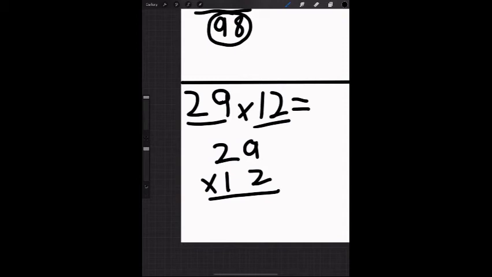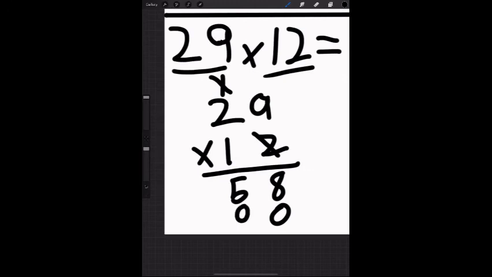1 times 9 equals 9, and 1 times 2 equals 2. So we're going to go over here because you don't have to do it both ways. And we're going to add 290 to it. And we're going to get our answer. So 8 plus 0 equals 8. 5 plus 9 equals 14. And 1 plus 2 equals 3. So your answer should be 348.